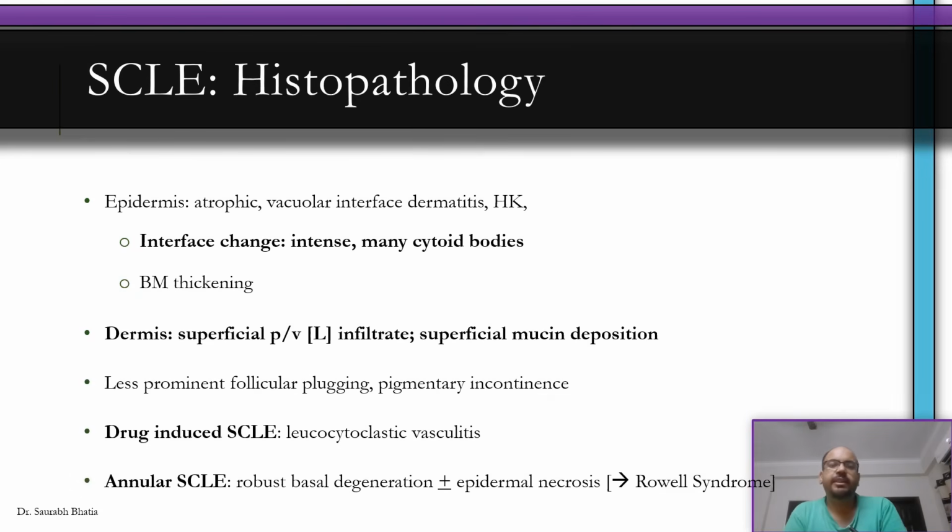Okay, now come to SCLE. In SCLE, the epidermis can be atrophic with vacuolar interface dermatitis. Hyperkeratosis is important. It's a hyperkeratotic lesion, remember. The interface change or the interface dermatitis is intense with many cytoid bodies. So cytoid bodies are seen.